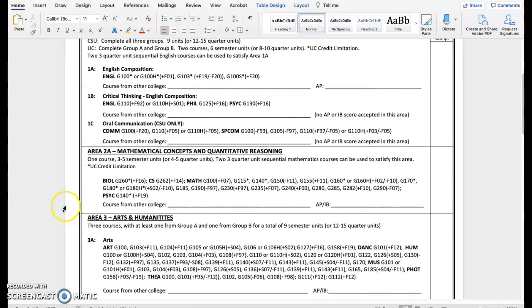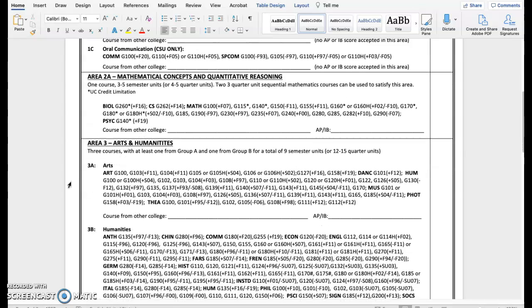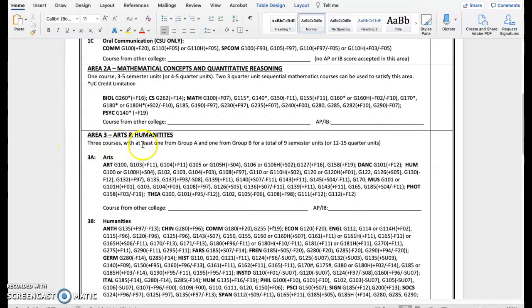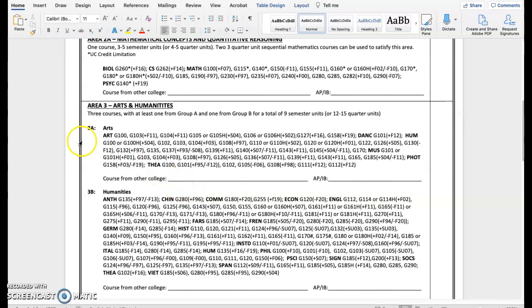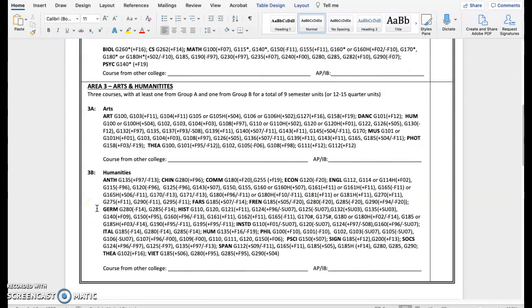In area A2, I need to take 1 course, and it will be from this list here, and this will more than likely come from my major. In area 3, you need to take 3 courses with at least 1 from group A and 1 from group B with a total of 9 semester units. So what that means is we need to take 1 class from 3A, 1 class from 3B, and then our 3rd class can come from either arts or humanities. So I will either have 2 arts and 1 humanities, or 1 arts and 2 humanities here.